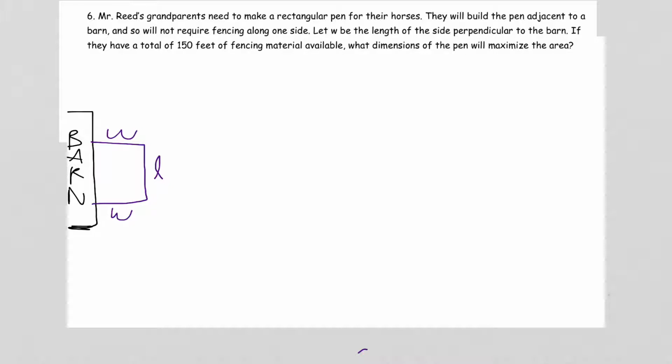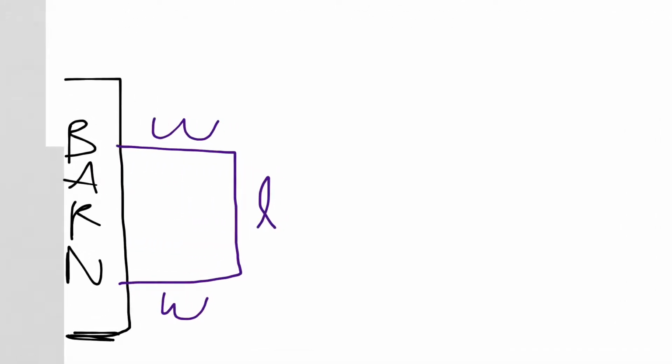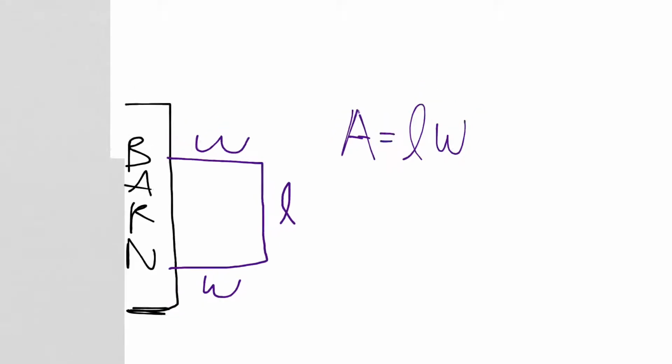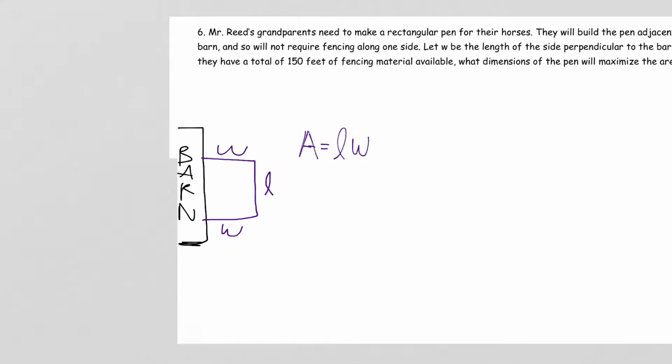So let's go ahead and write some equations here. What is the thing we're trying to optimize? What are we trying to maximize or minimize? Well, we're trying to maximize the area. So let's write an area equation. Area of a rectangle will equal its length times its width. So that's going to be our area equation, but we want to make it more precise. And to do that, we need to think about the restraint we've been given, 150 total feet of fencing.